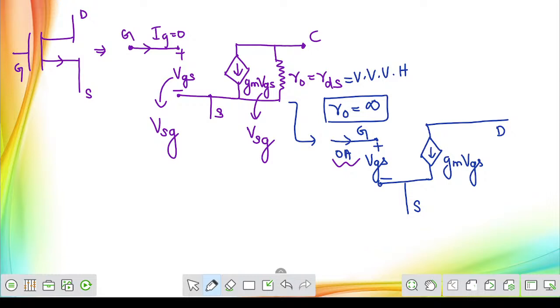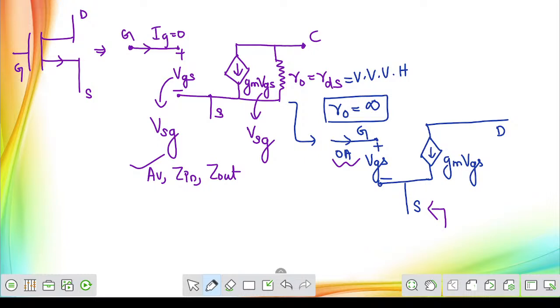So they will talk about voltage gain, input impedance, and output impedance. Rarely, if the source resistance is given and it is possible to calculate the source current, then they will ask current gain. So most of the time, only three types of questions will be framed: voltage gain, input impedance, or output impedance. These are the three most important, repeatedly asked questions from AC analysis of MOSFET.